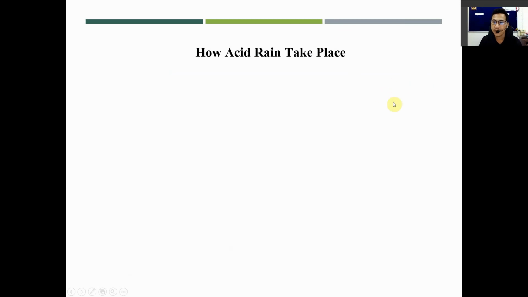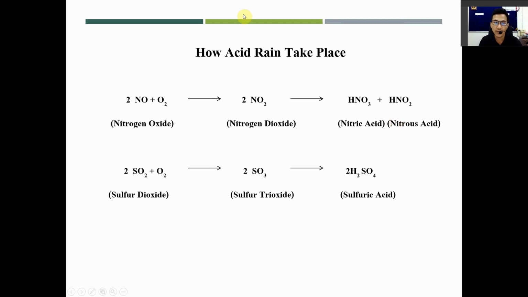How does acid rain take place? In many ways. First of all, you have nitrogen oxides here that can change to nitrogen dioxide, and eventually with water you can create nitric acid and nitrous acid. Also, sulfur dioxide is kind of the same: with oxygen first, and then you have sulfur trioxide. With water, you can create sulfuric acid, and this happens right in the atmosphere after you have the precursors here.